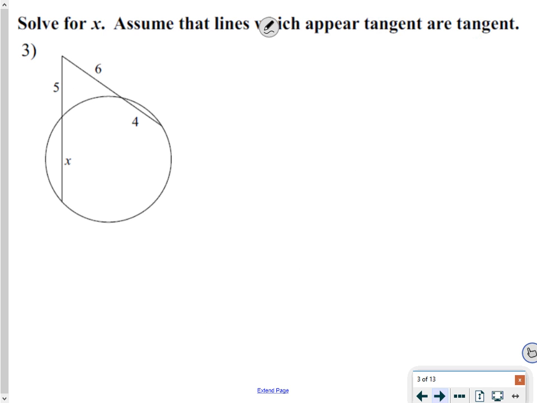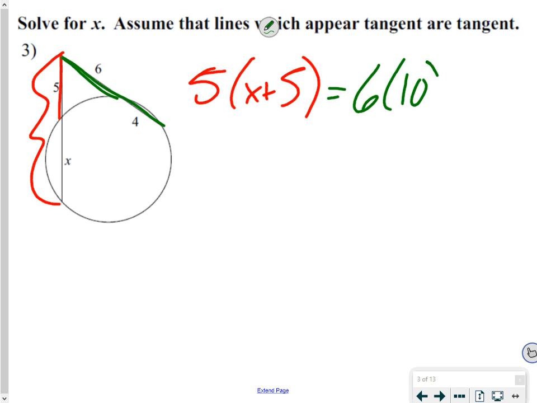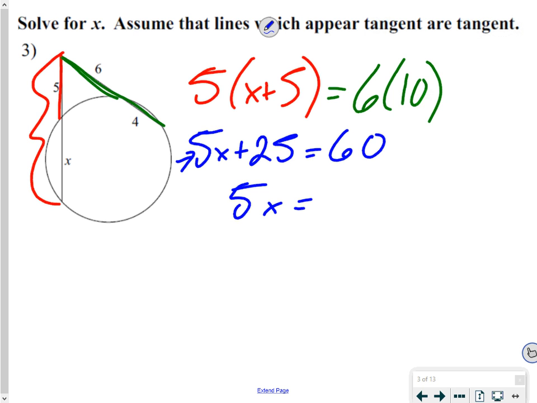All right, if we take a look at the next, we have a secant-secant relationship. So in this case, external times whole, which is x plus 5, equals external times whole, which is 10. All right, we distribute, multiply, put our variables on one side, constants on the other, so that means subtract 25, divide by 5, and we get x equals 7. Again, that one's pretty easy.